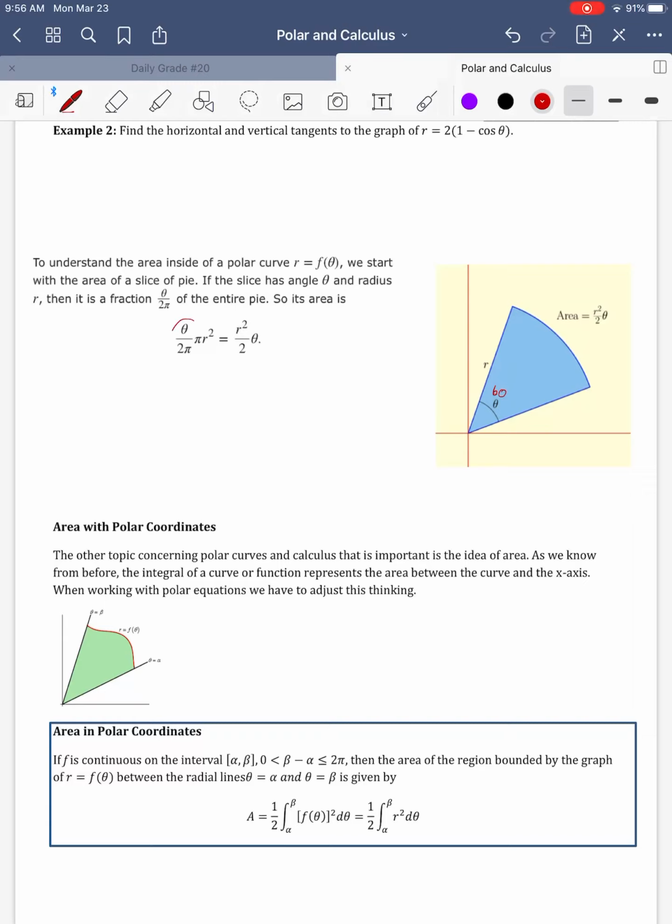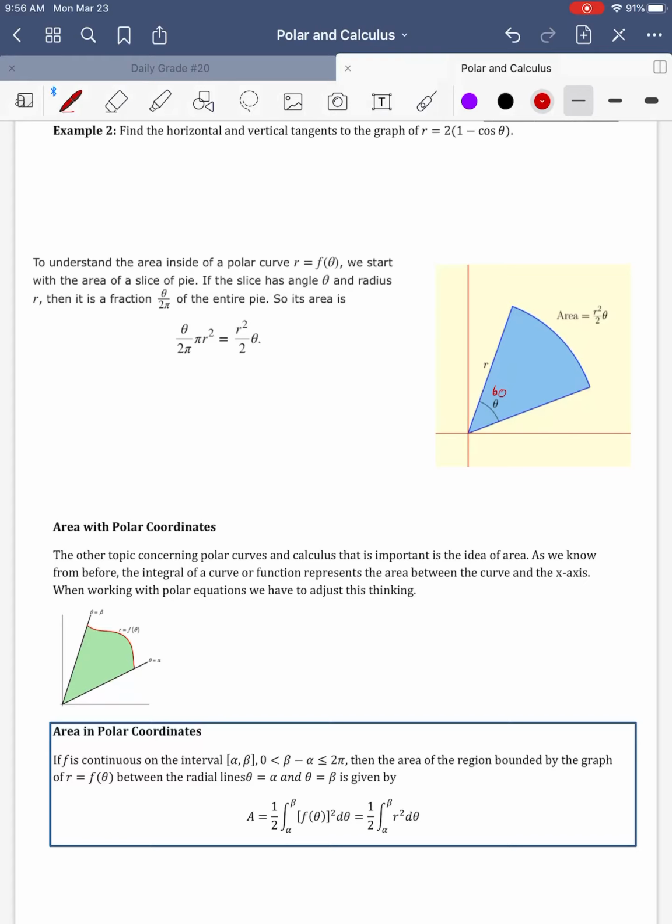So instead of degree over 360, what we have is theta over 2 pi. So it's what portion of the entire circle, which would be 2 pi, am I working with when I'm finding the area of this sector. Okay, so the area of a sector is this formula. Now simplifying that, the pi's cross each other out. So what you get is r squared over 2 times theta.